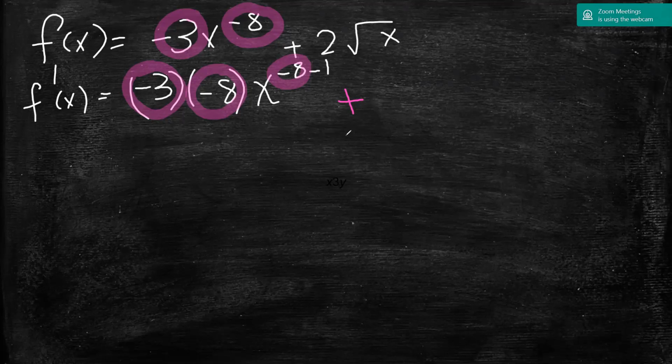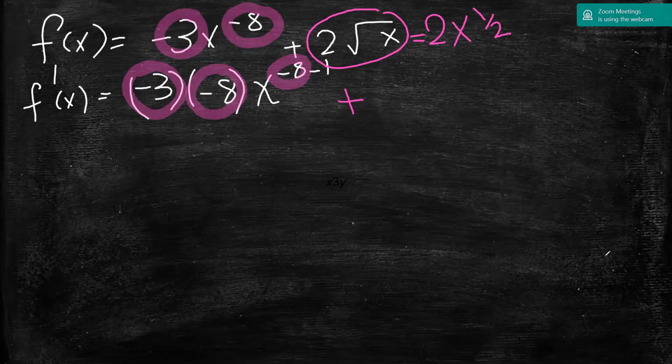Thank you, Rami. So here now 2 square root of x. This 2 square root of x can be written as 2x raised to the power half, as I told you before. This one is equal to 2x raised to the power half. So I can write it as 2 times half x raised to the power half minus 1.